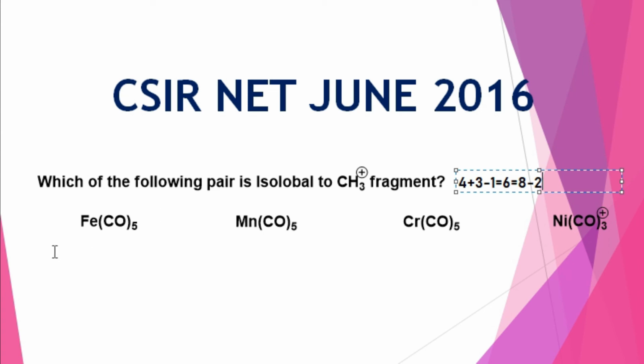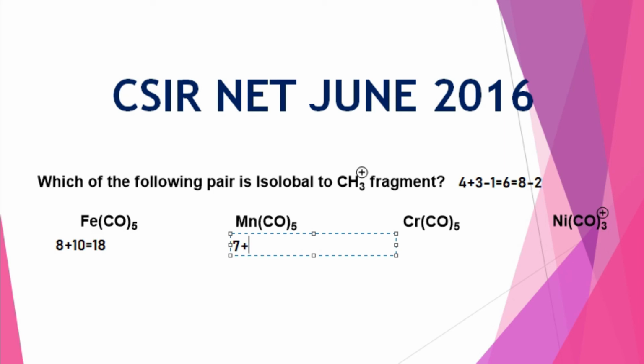So let's find out. Iron has 8 electrons in its valence shell, plus 2 electrons from each carbonyl, there are 5, so 10. So we get 18. So Fe(CO)5 doesn't need any electron, it is already filled up its valence shell. So let's move on to Mn(CO)5. For Mn there are 7 electrons in its valence shell, plus 2 from each carbonyl, there are 5, so 10. So this 17 can be written as 18 minus 1. So this is also not isolobal to CH3 plus.